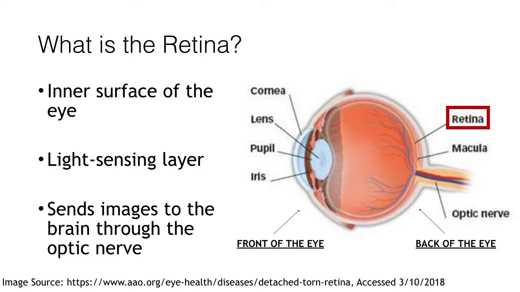The retina is the inner layer of the back of the eye. Light enters through the front of the eye and focuses on the retina. The retina then turns that light into a visual message and sends the message to the brain to allow you to see.